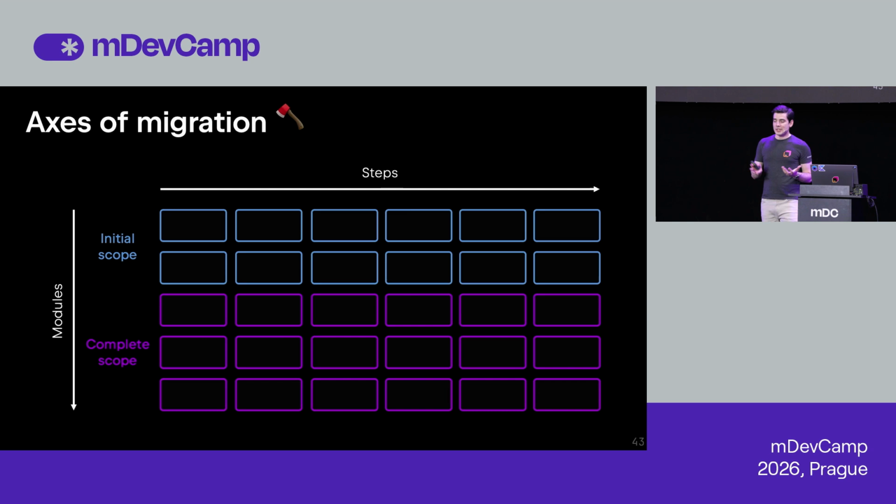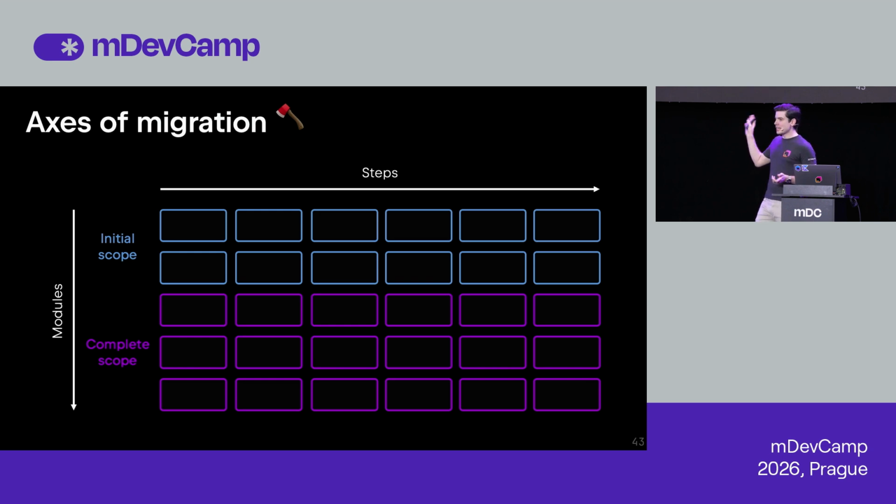What I also like to do is visualize this as the units of work that you need to do during a migration. So on the vertical axis here, we have all of our modules. And then on the horizontal axis, we have all the different migration steps that we need to do. So all of these little boxes here are individual units of work that you could, in theory, perform one by one to get things to KMP.